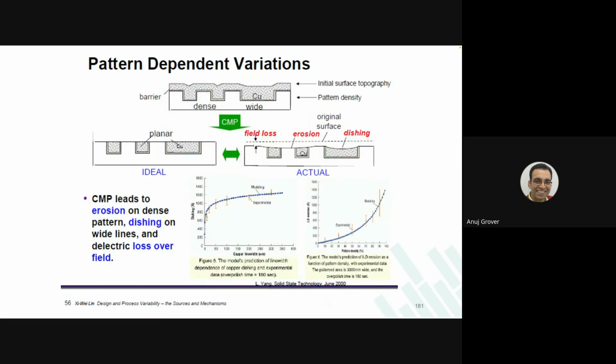Then yes, there are pattern-dependent variations. We talked about dishing in DVD also. What is dishing?